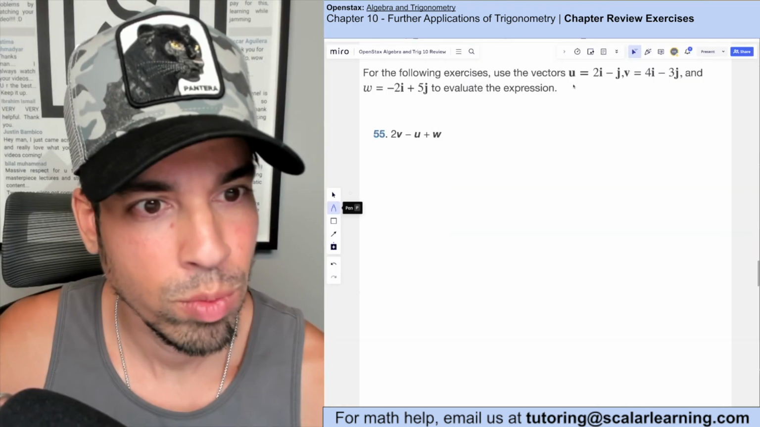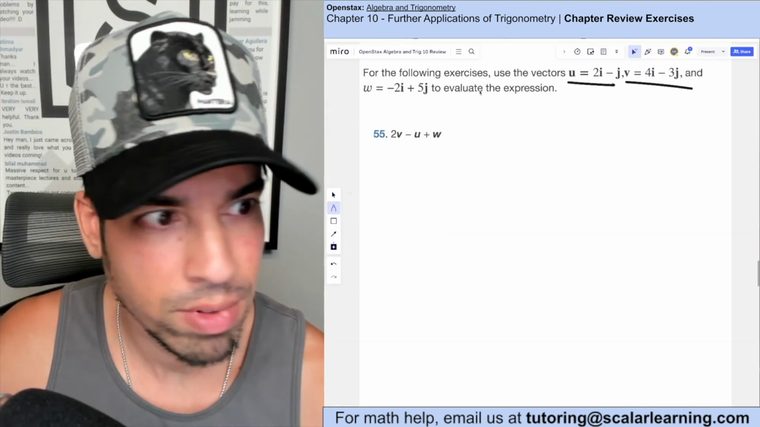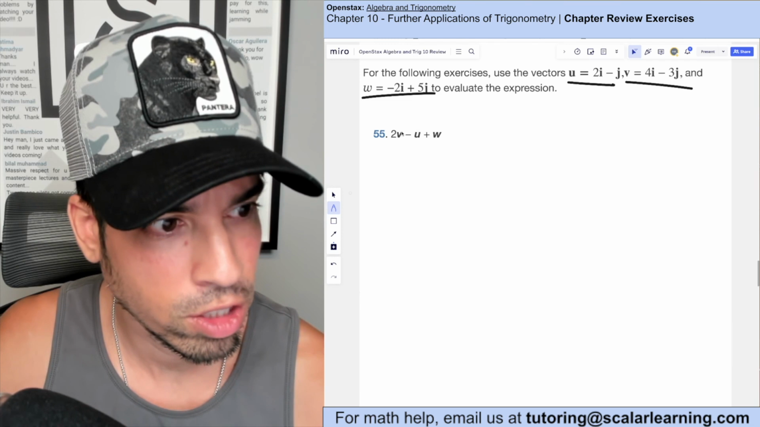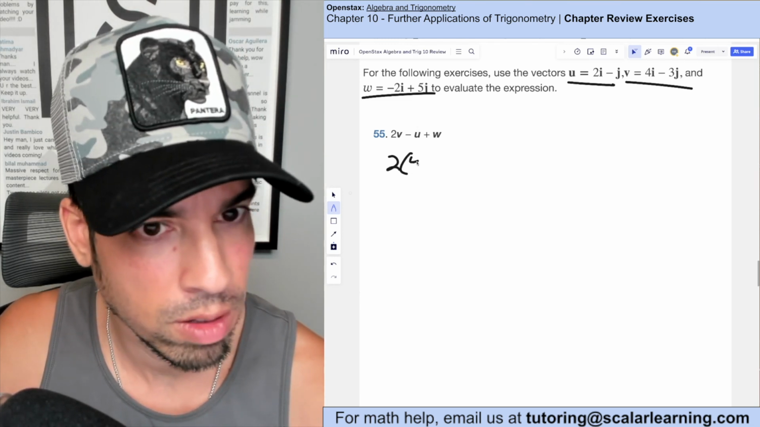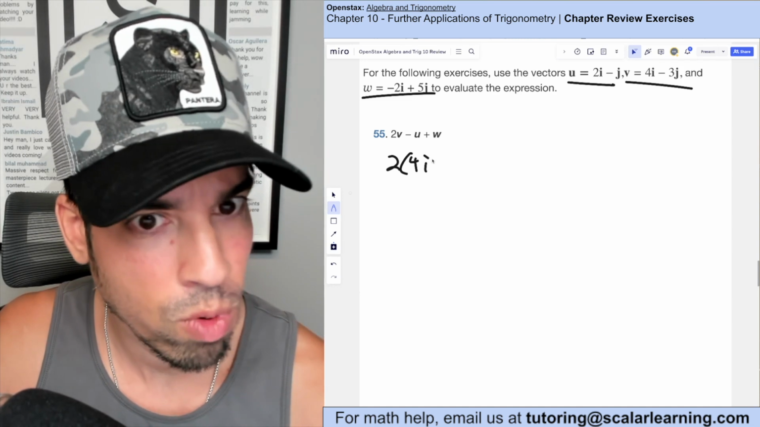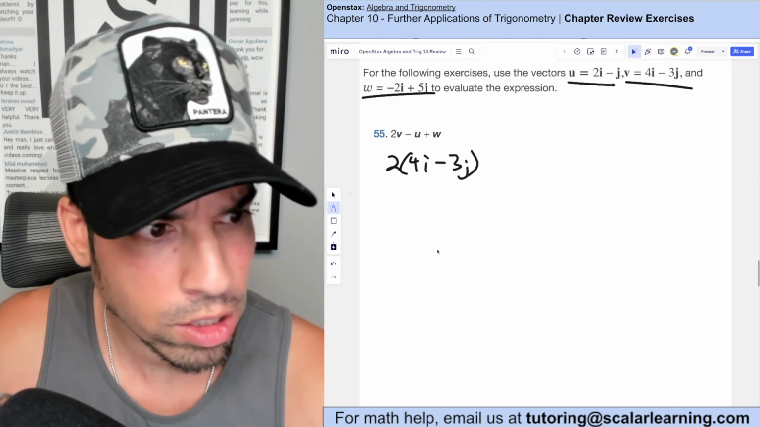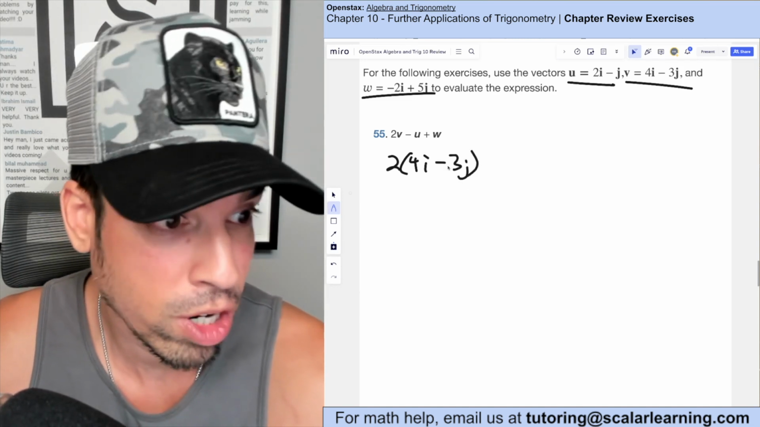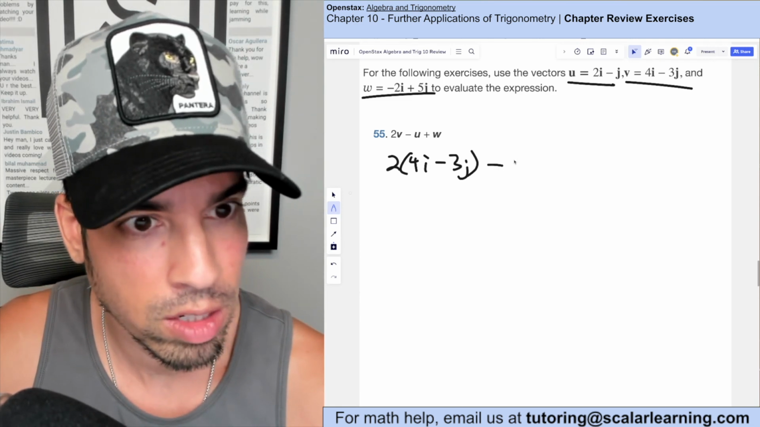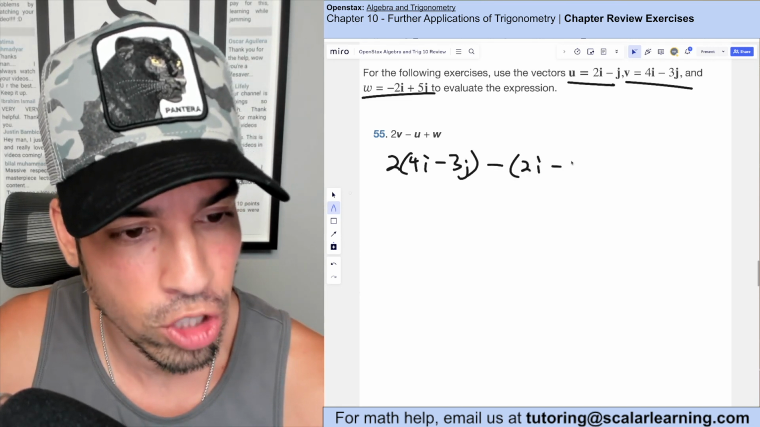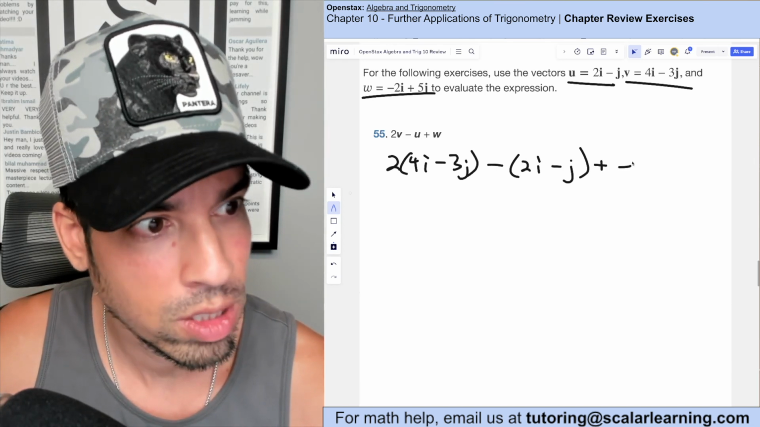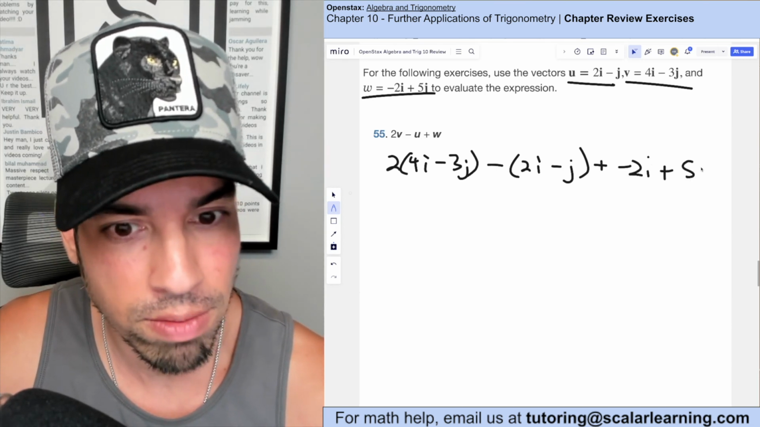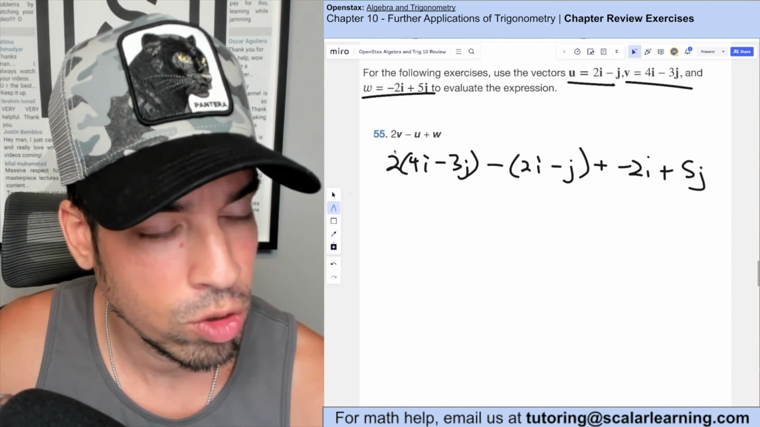Done. So for this one, we're going to use the fact that u is that, v is that, and w is that to evaluate this expression. So I'm going to use a little distributive property, and I'm going to plug in the vector. So v is 4i minus 3j, like so. And we're going to just basically treat this like an expression with a bunch of variables. And then u is 2i minus j, right? So you see how I'm just plugging in for u, and then plus w, which is -2i plus 5j. And then what I'm going to do is I'm going to distribute this.